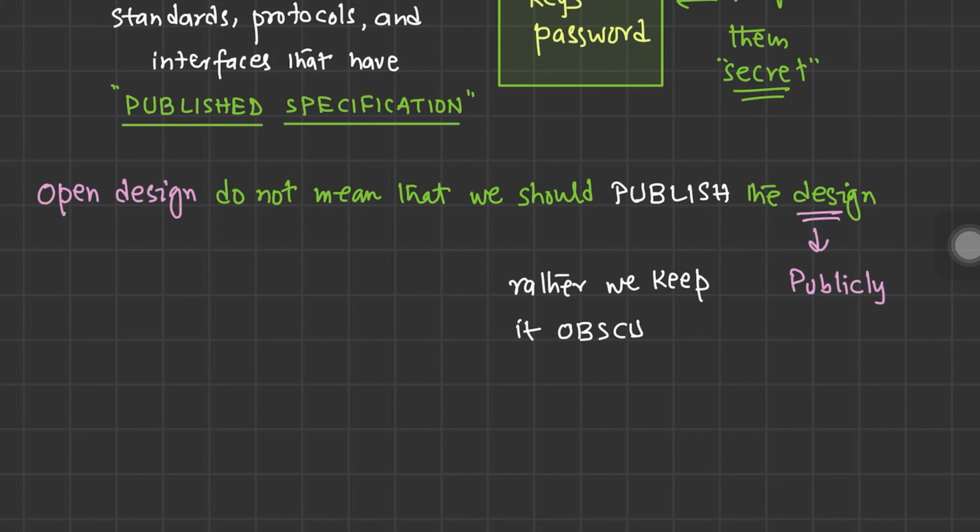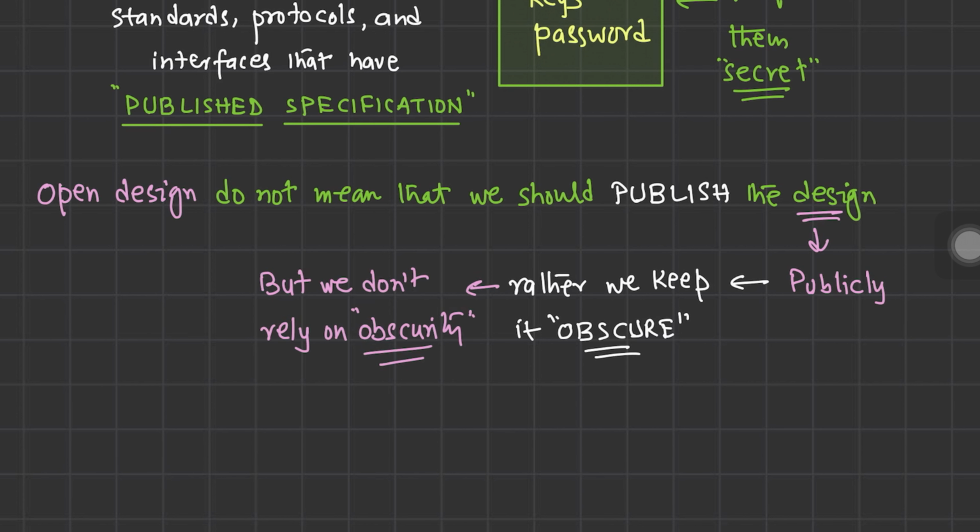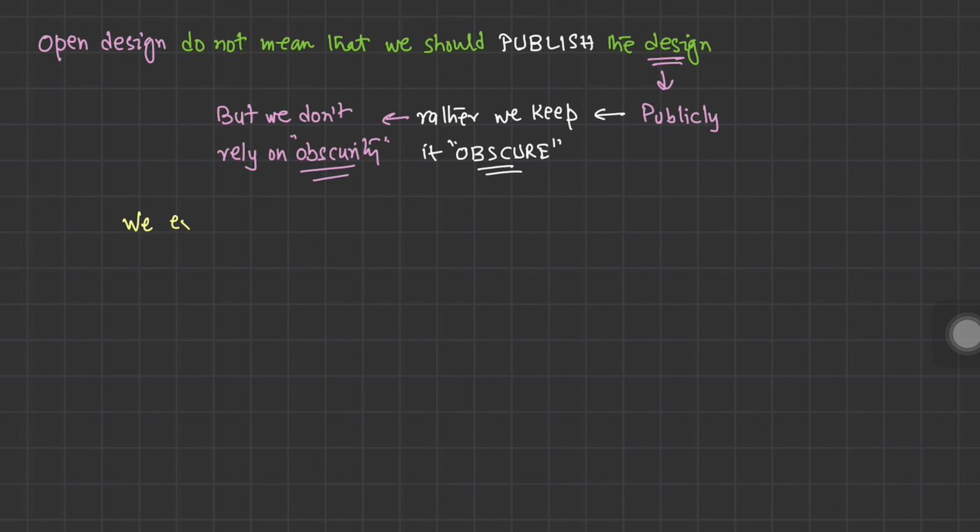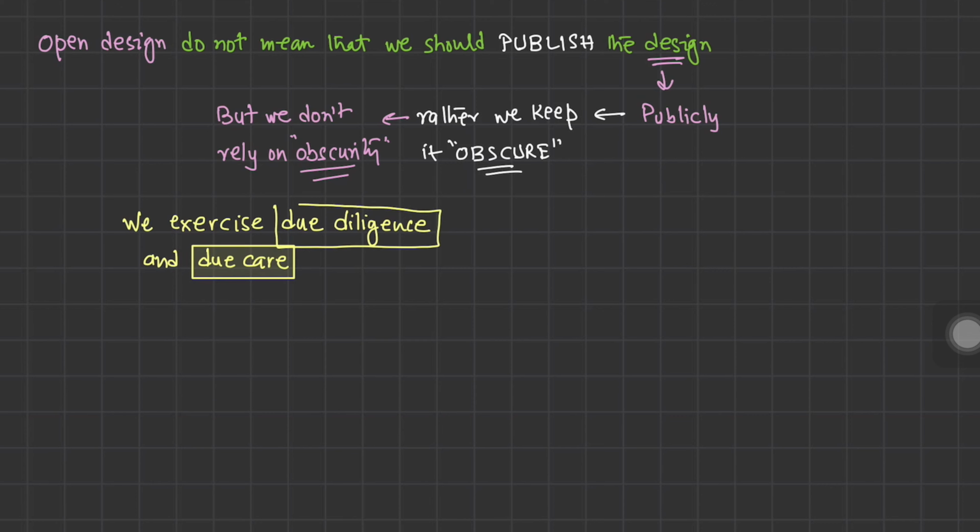So this is how we understand the obscure nature of data security in contrast with open design. When we have a design which is created on open standards, we keep the design obscure, we keep the design private, but we don't rely on the obscurity of the data. What we do is perform due diligence and due care for the confidentiality or secrecy of the design, and we document the design assumptions, constraints and any detail which can pose a risk at any point of time. So this is all about open design.